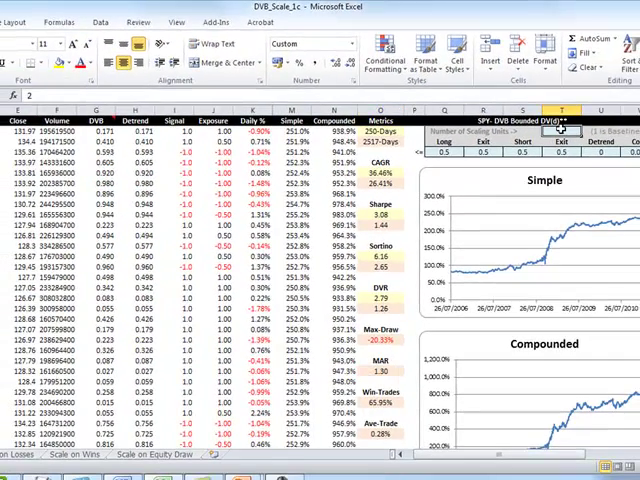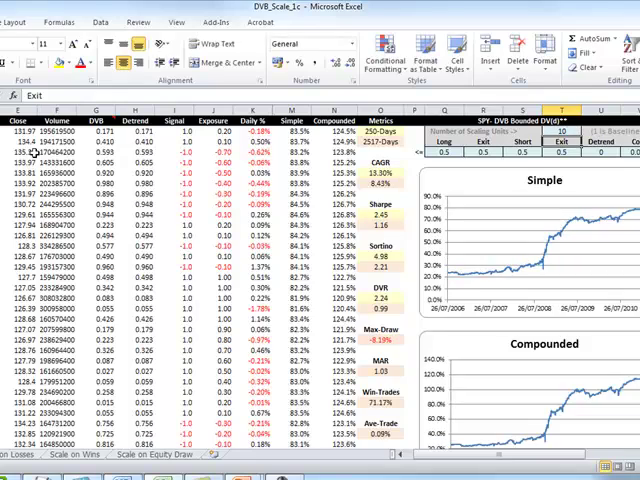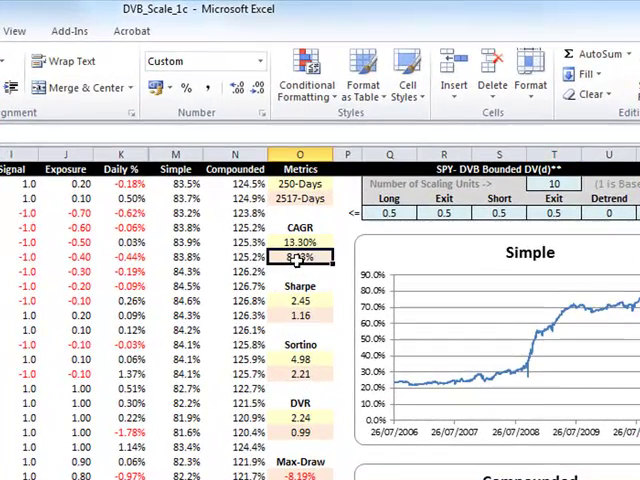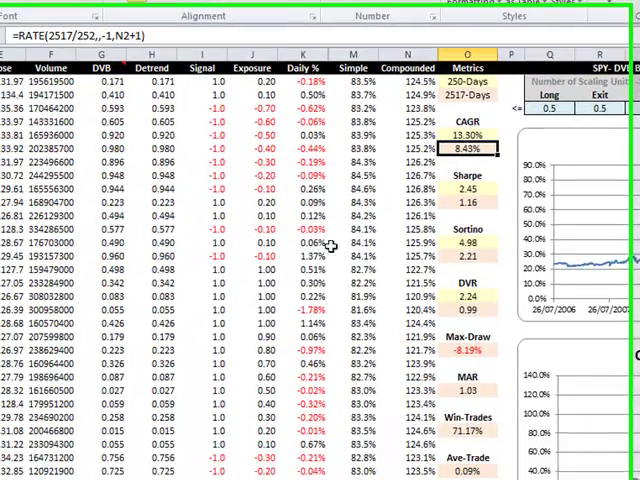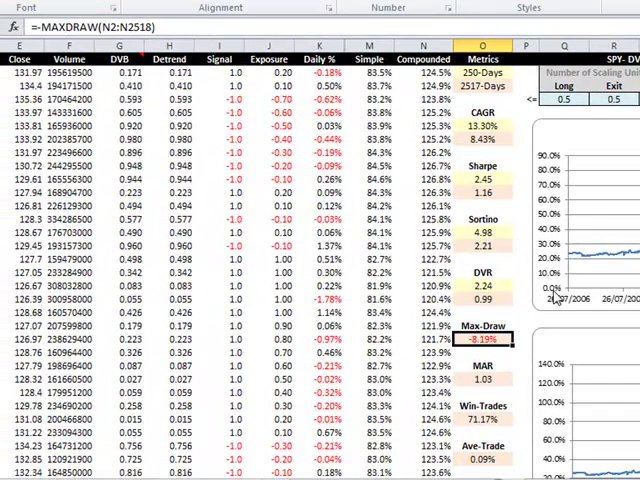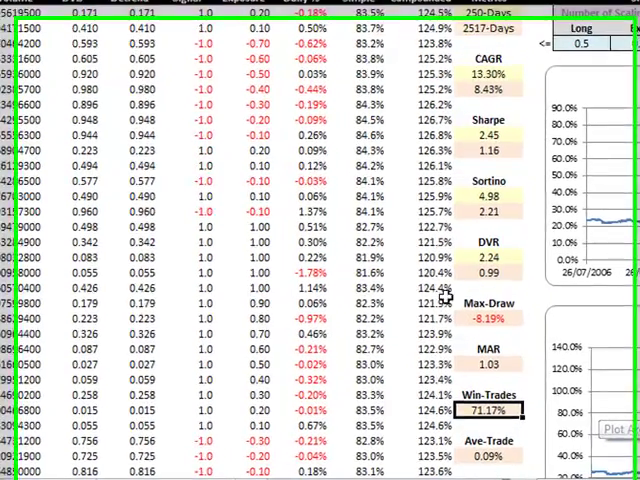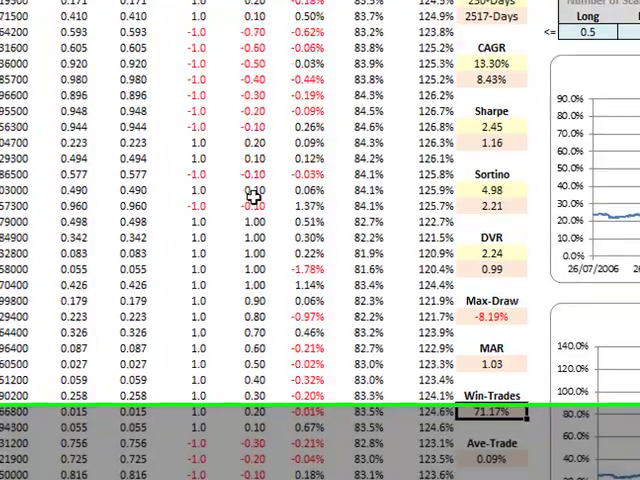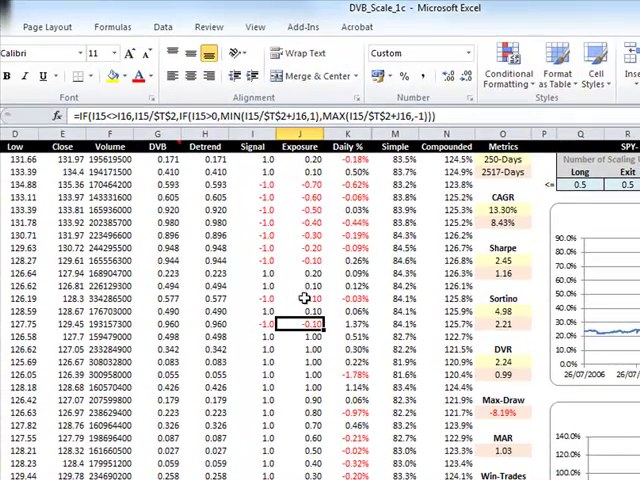Now, unfortunately, it's not as simple as doing this indefinitely. Just to do an extreme example, if you want to divide your position into 10, your compound annual growth rate only hits 8%, and the max drawdown is 8%. Now, the MAR is still actually very respectable at over 1. Your win trades is over 71%. You can see the mechanics of what's happening here, and that your position will be 1, 2, 3, 4, 5 as it goes through to there.